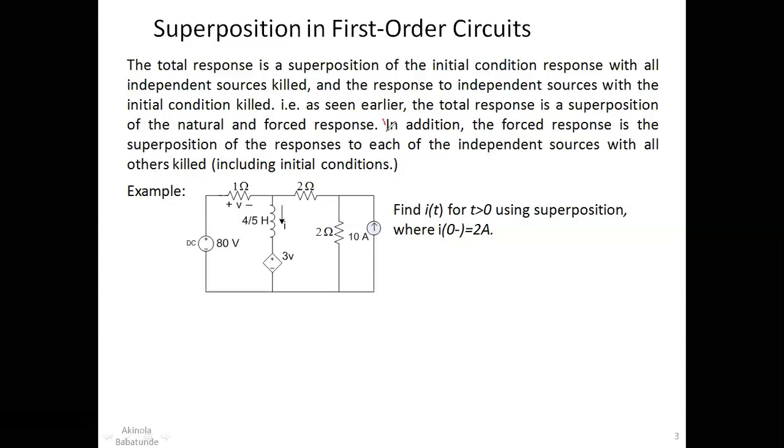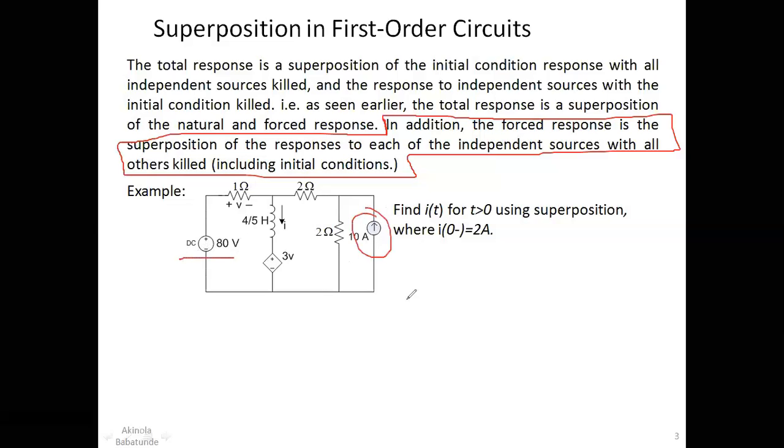Okay, so this last phrase is very important. When you're dealing with the forced response, which is the response based on the independent sources we have in a circuit, it will be the superposition of the response to each of the independent sources with all other sources killed. So if you look at this, you can find the response to this DC source with this particular source killed, or you find the response with this current source with this particular source killed.